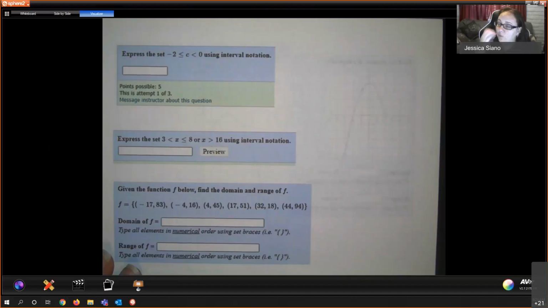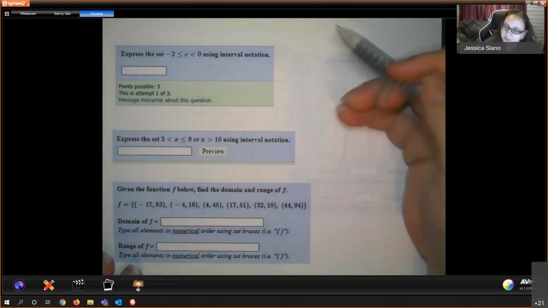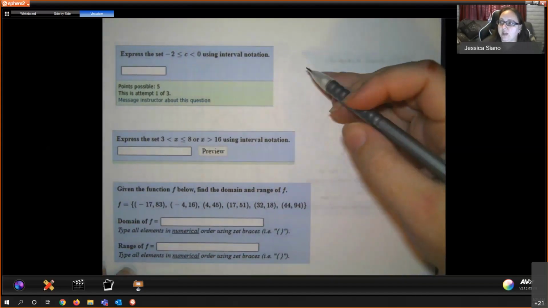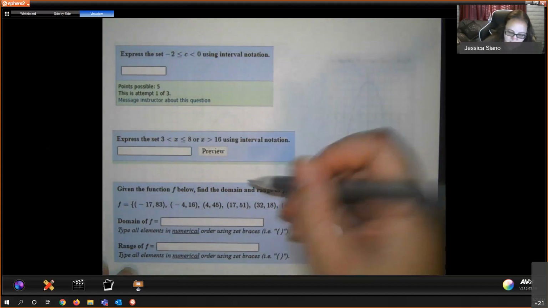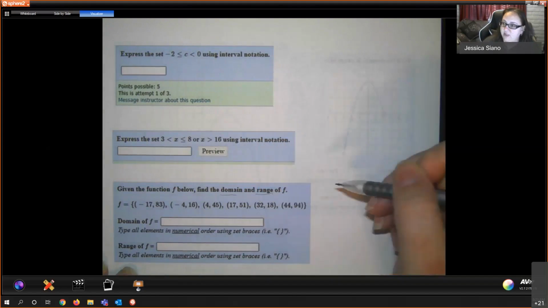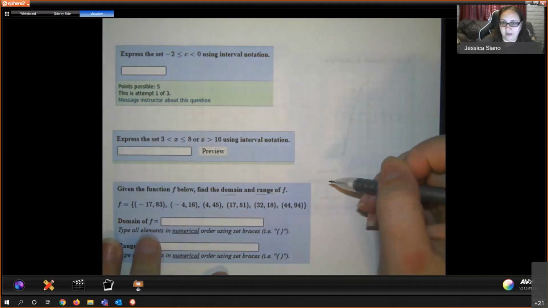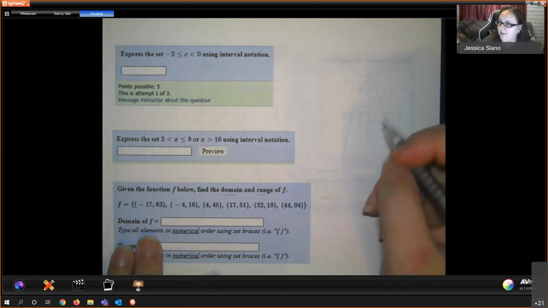All right, section 1.2 is a lot more properties. Again, not nearly as much algebra here. We're going to start talking about interval notation and then domain and range. Domain and range are some of the most important things that we're going to review this semester. I say review because you should know them, but in case you don't, let's talk about them.